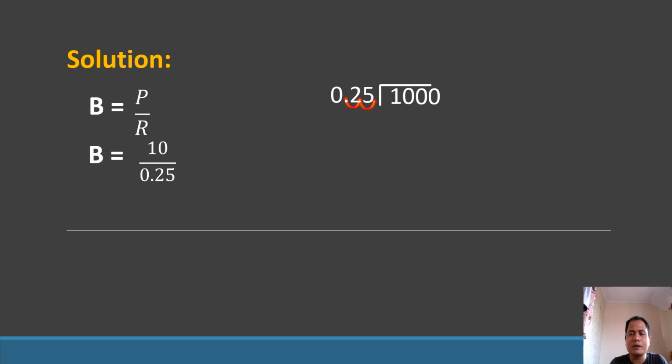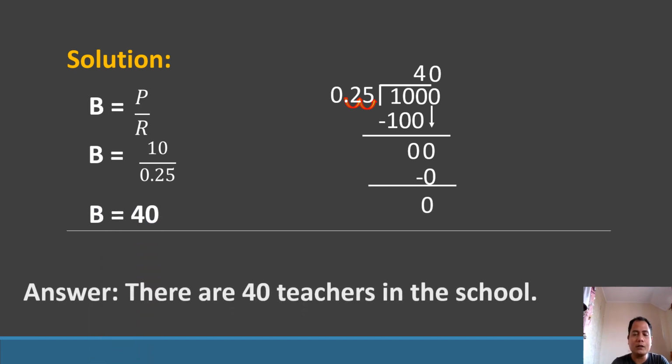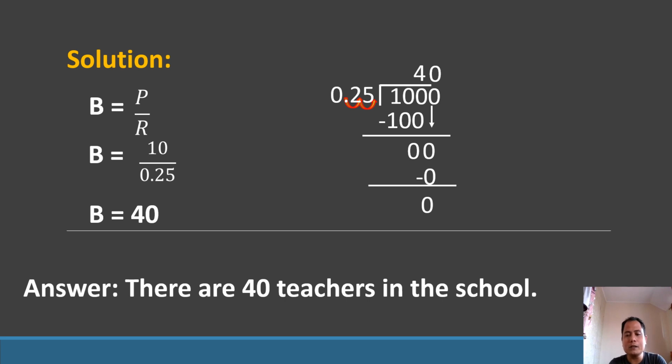So let's start first with 100 divided by 25, which is 4. 4 times 25 is 100, and 100 minus 100 is 0. Then next step, bring down the next 0. Then divide. 0 divided by 25 is 0. So 0 minus 0 is 0, and our answer is 40. Therefore, there are 40 teachers in the school.